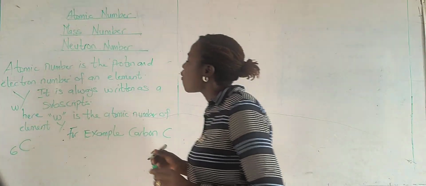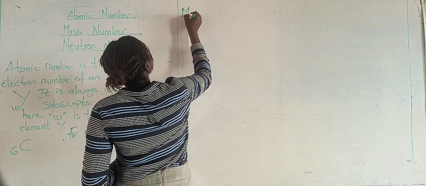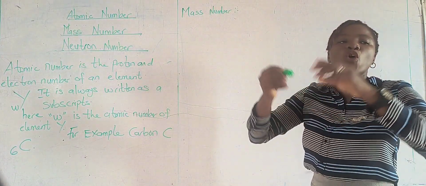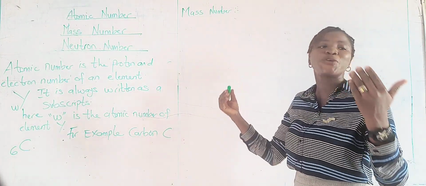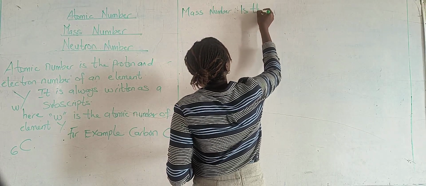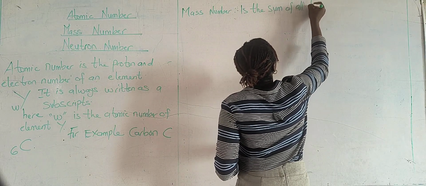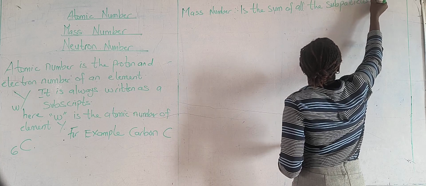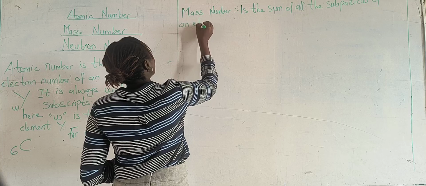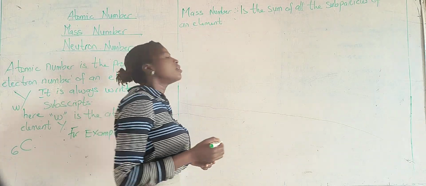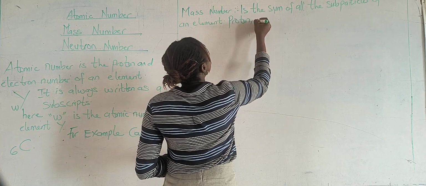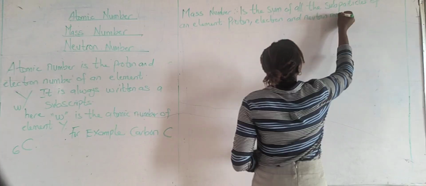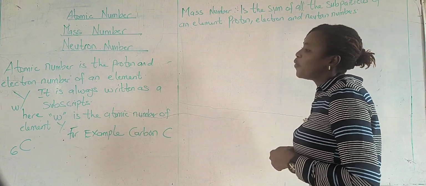So let's proceed to the second one, the mass number. Mass number is the sum of all the proton and the neutron number of an element. It is the sum of all the subparticles of an element. What are the subparticles? The proton, electron, and the neutron number. So that's our mass number.